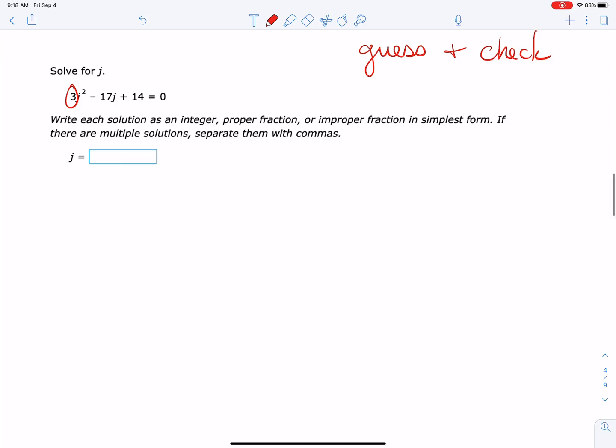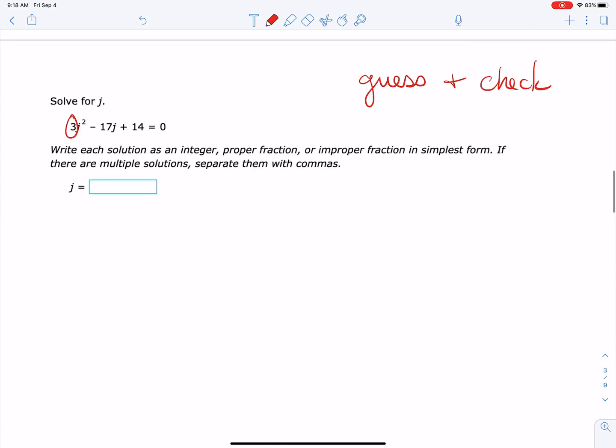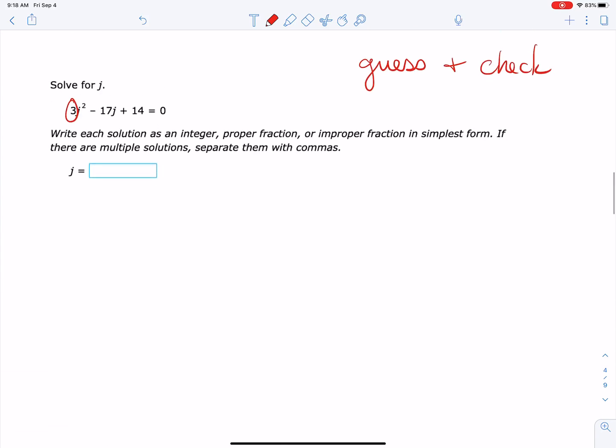So I'm going to do it twice. If you look, I have the same problem twice, okay? So I'm going to show you both methods. My favorite is guess and check.